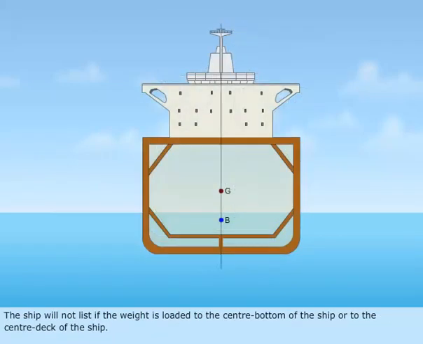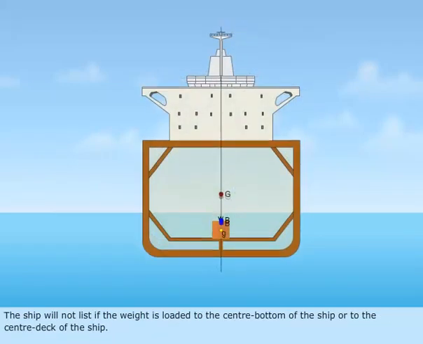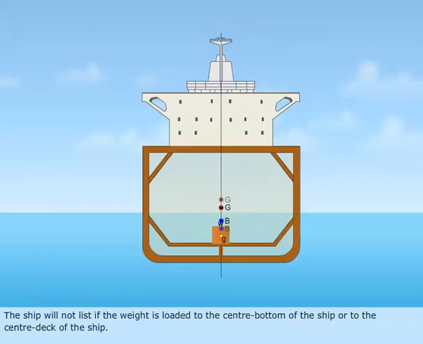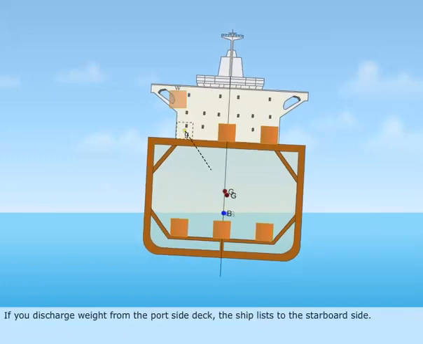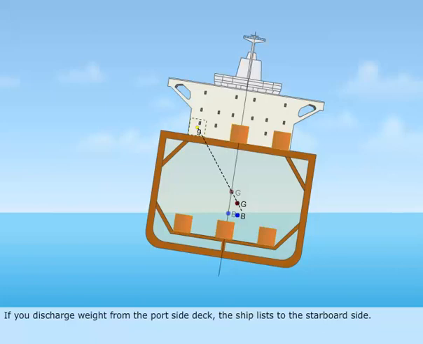The ship will not list if the weight is loaded to the center bottom of the ship or to the center deck of the ship. Consider the case of a ship that has been loaded evenly. If you discharge weight from the port side deck, the ship lists to the starboard side.